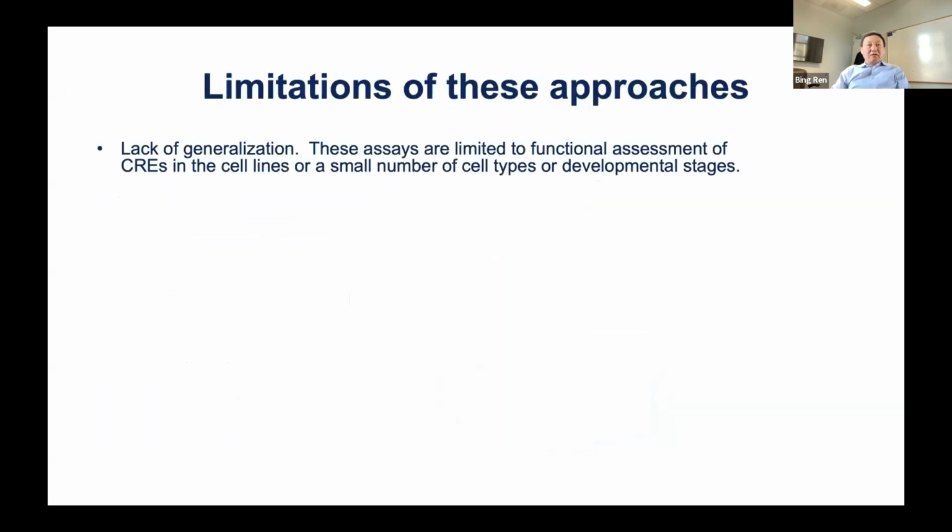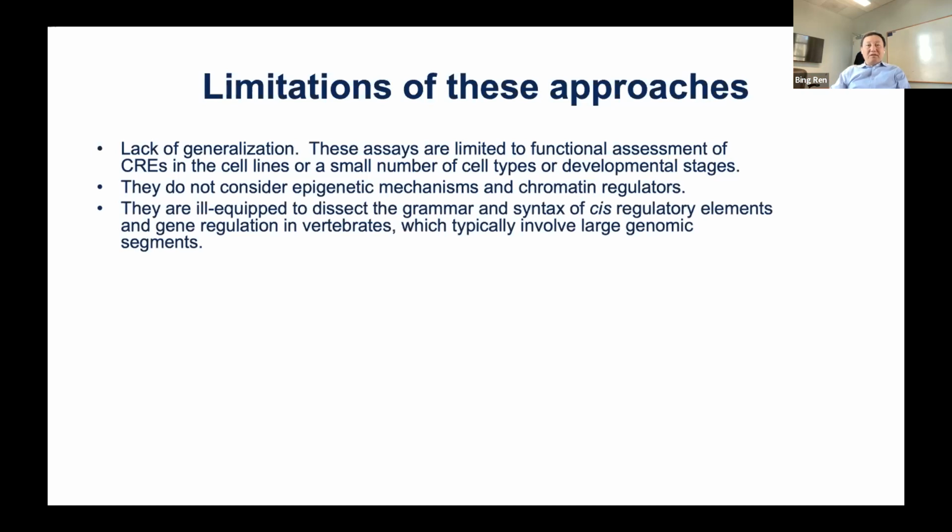There are limitations. One is that this type of approach, one element at a time using transgenic assays, is not easy to generalize to study all regulatory elements. They're limited so far in mammalian cells to functional assessment of regulatory elements in cell lines or a small number of cell types that we can isolate and study. They don't consider epigenetic mechanisms and chromatin regulators that are responsible for cell-type-specific activities of the elements. And they're also ill-equipped to dissect the grammar and syntax of cis-regulatory elements in vertebrates, which typically involve large genomic segments that operate over long distances.